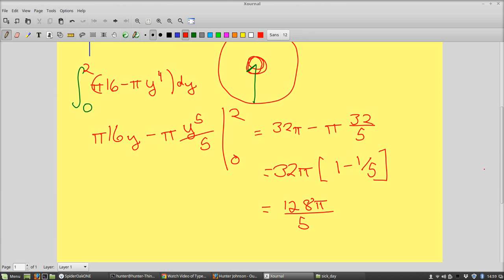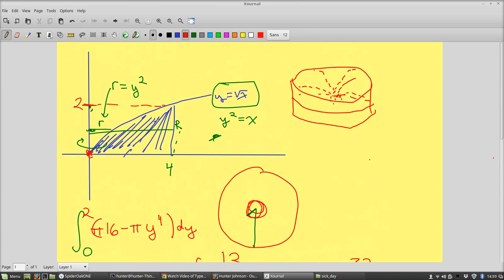No, let me stop the video there. So we did 2 discs and 1 washer, and we did a washer along the y-axis. So you need to practice more of these, but these are just some examples.